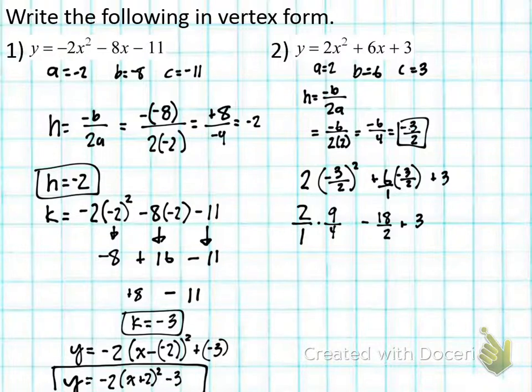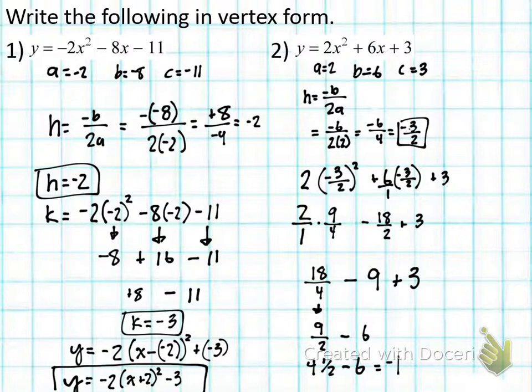2 ninths times, or 2 over 1 times 9 fourths. We know we could multiply. It's going to be 18 over 4, minus 18 over 2, which is going to be minus 9 plus 3. We know 18 over 4 becomes 9 over 2, or 9 halves, minus 9. And negative 9 plus 3 is negative 6. Okay? We know 9 halves is like saying 4 and a half, minus 6. 4 and a half minus 6 is going to be negative 1 and 1/2.